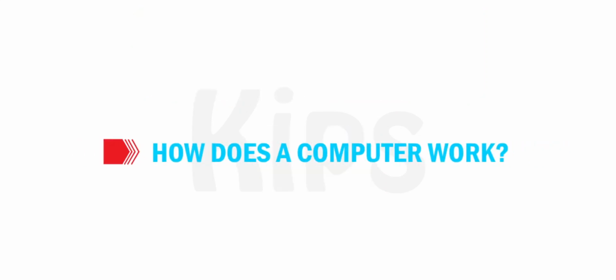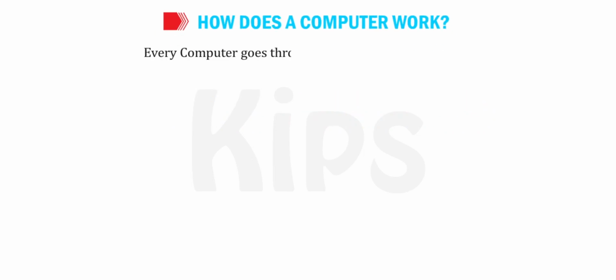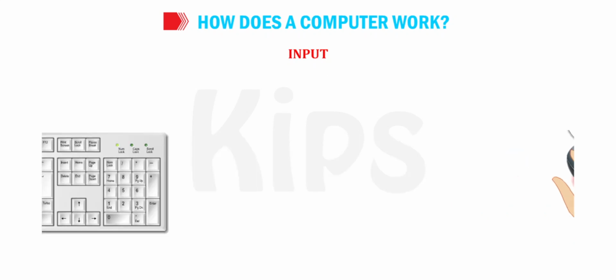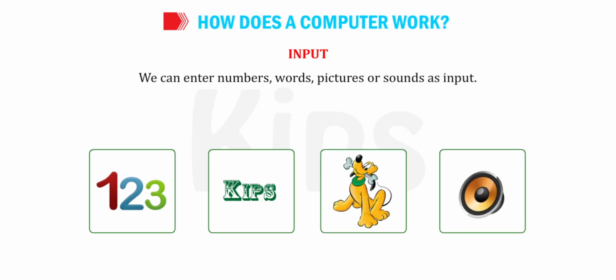Students, let's learn about how a computer works. Every computer goes through the following three stages. Input. The data and instructions which we enter using a keyboard or a mouse into a computer is called input. We can enter numbers, words, pictures, or sounds as input.